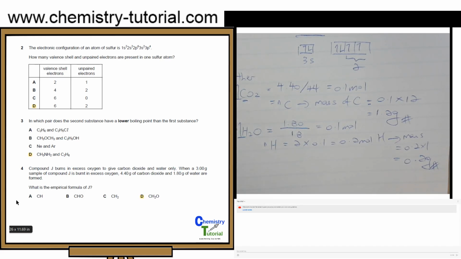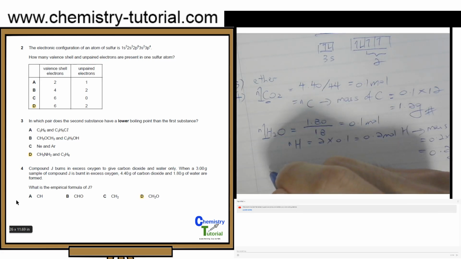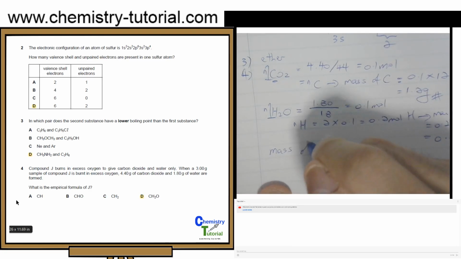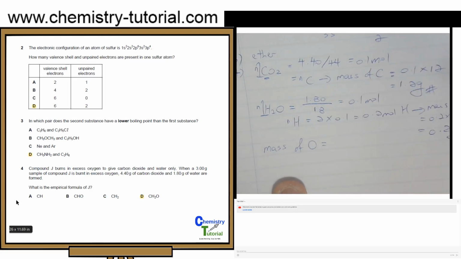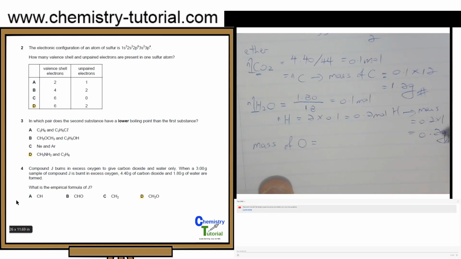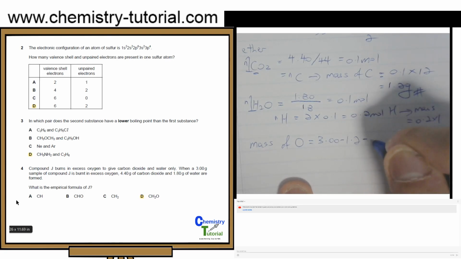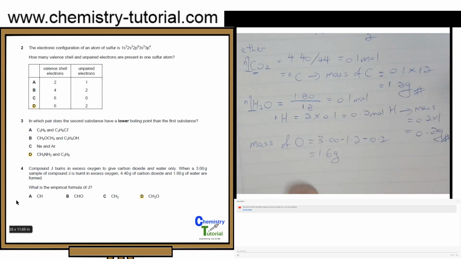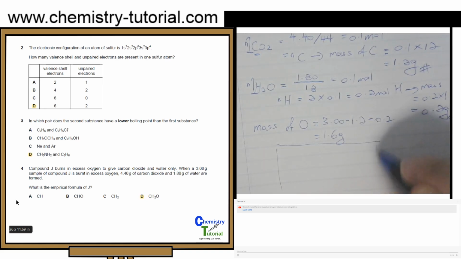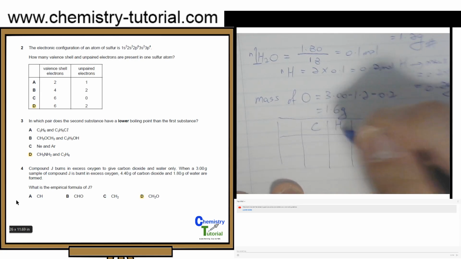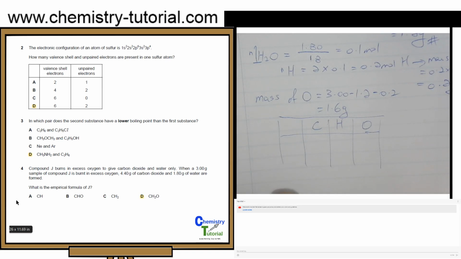Now, we are told that the total mass of compound J is 3 grams. So we can find out the mass of oxygen in compound J by subtracting 1.2 grams and 0.2 grams from 3 grams. So 3.00 minus 1.2 minus 0.2, and we will have 1.6 grams of oxygen present in compound J. Now we can draw our table. So what are the elements present? We have carbon, hydrogen, and oxygen. That means the options we should consider are option B and option D.